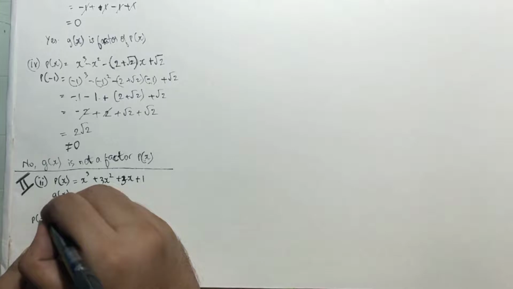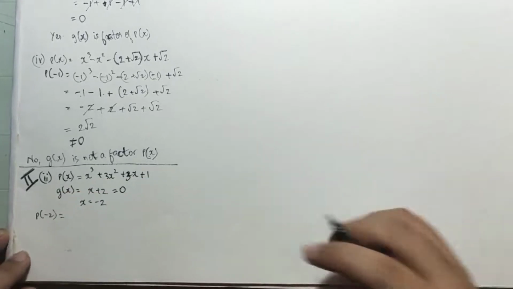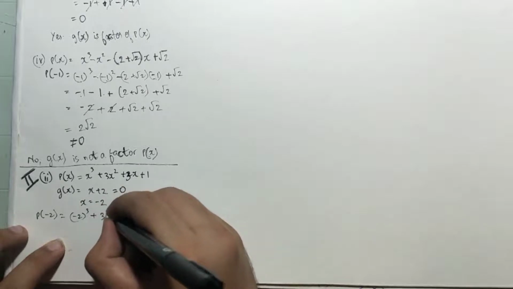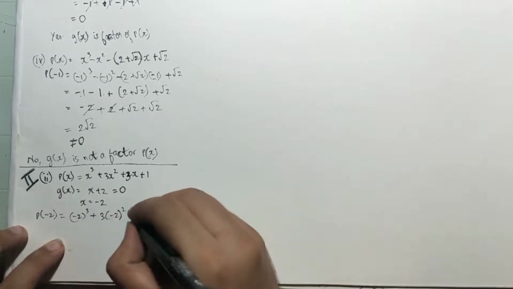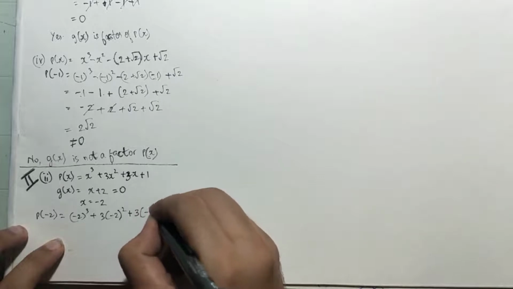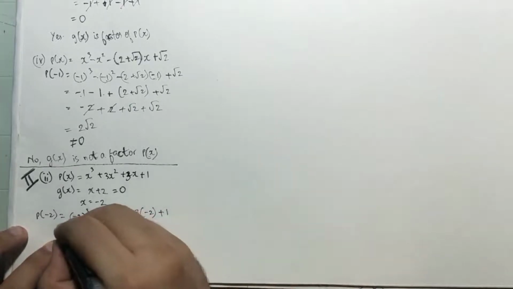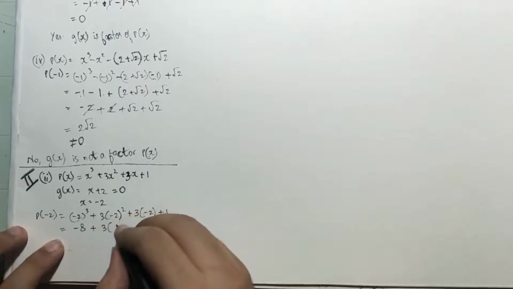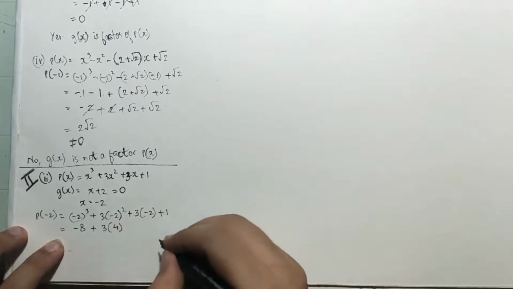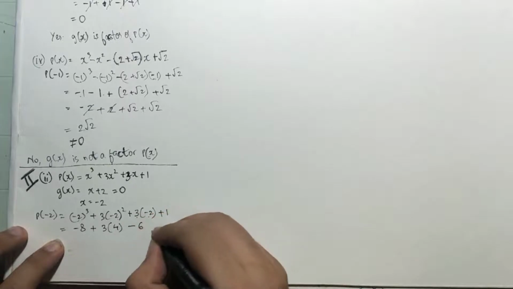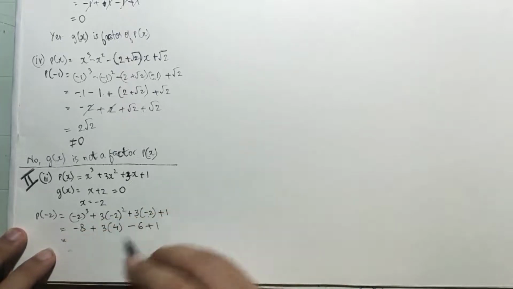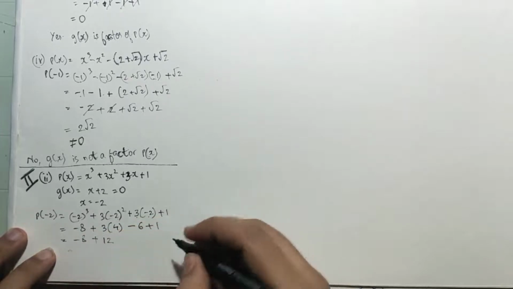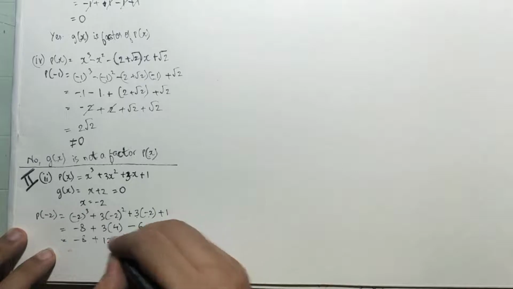Substituting the value of x as minus 2 in the polynomial p of x: minus 2 cube plus 3 into minus 2 square plus 3 into minus 2 plus 1. Minus 2 cube is minus 8, plus 3 multiplied by minus 2 square is plus 4, 3 into minus 2 is minus 6, plus 1. This minus 8 remains minus 8, 3 into 4 becomes 12, minus 6 plus 1.